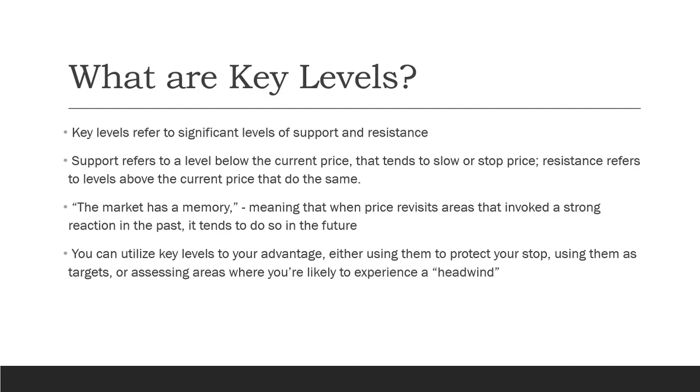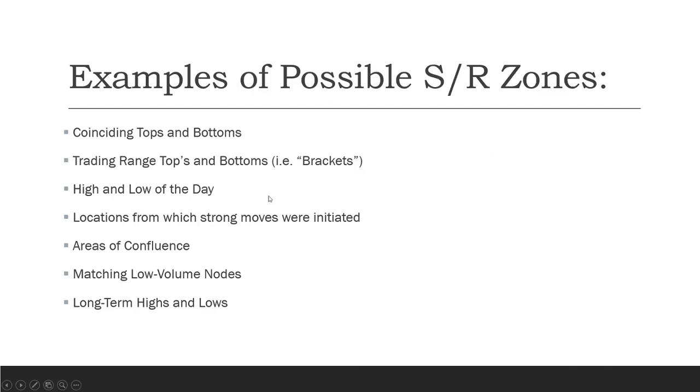So basically, when price revisits these areas that invoked a strong reaction in the past, it tends to do so again in the future. And you can utilize these key levels to your advantage, for instance, using them to protect your stop, using them for your targets, or using them to assess areas where you're likely to experience a headwind if you're riding a trend or something like that.